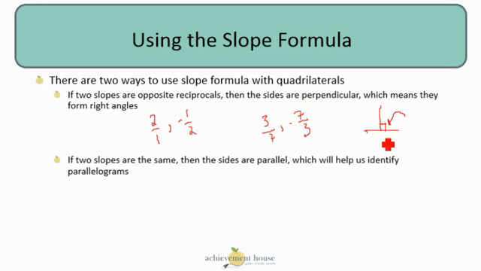So this can help us in coordinate geometry. If two sides have slopes that are opposite reciprocals, then we know that the interior angle is 90 degrees, and we also know that they are perpendicular. So that can help us classify polygons. If two slopes are the same, then the sides are parallel. So equal slopes means that the sides of a polygon are parallel, which again can help us identify parallelograms, trapezoids, and other types of quadrilaterals and polygons.